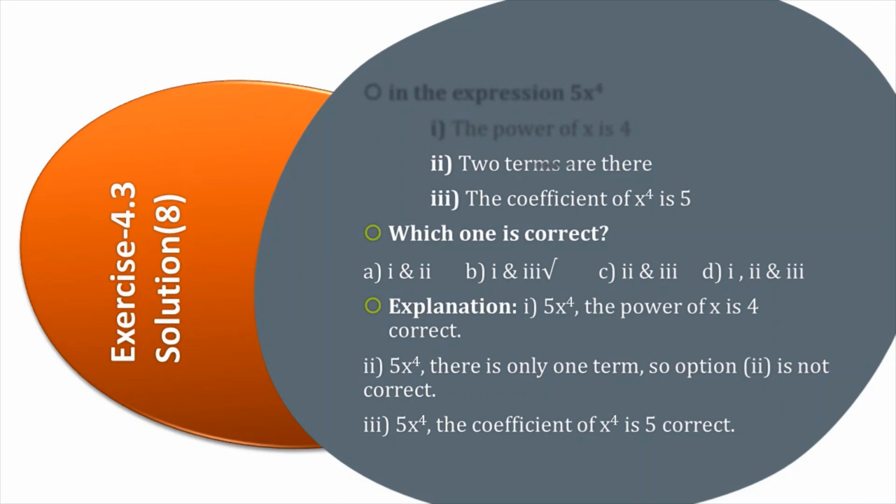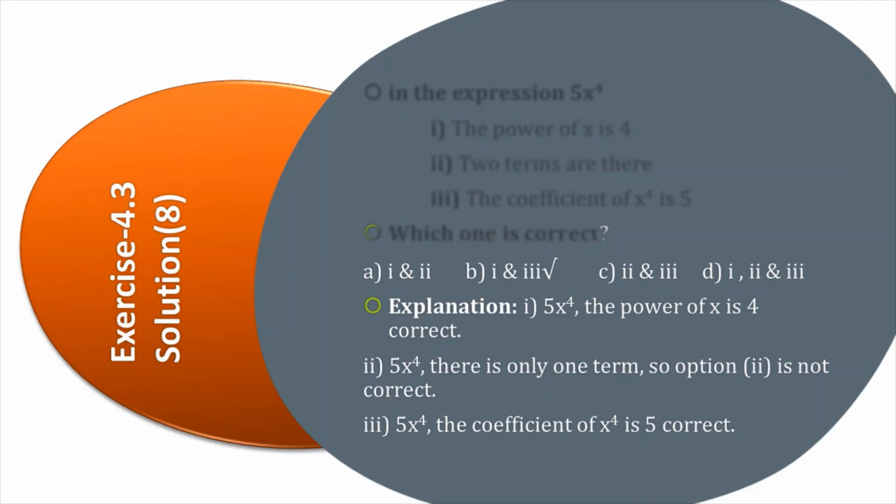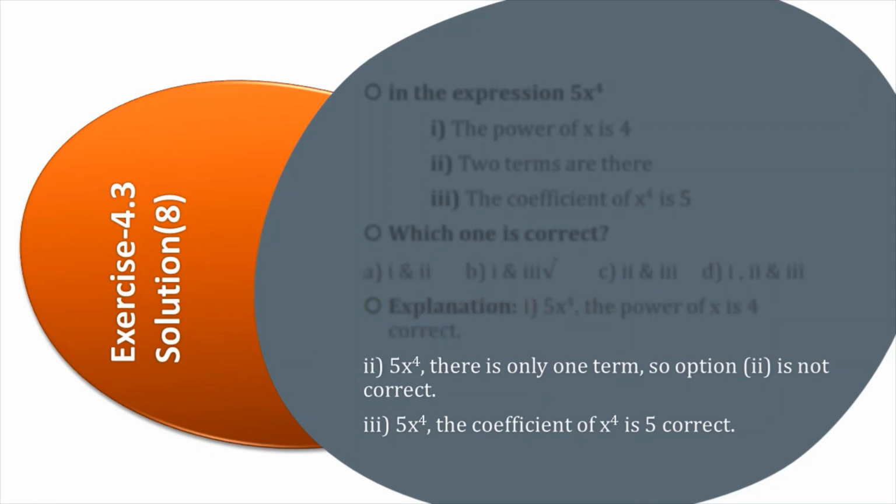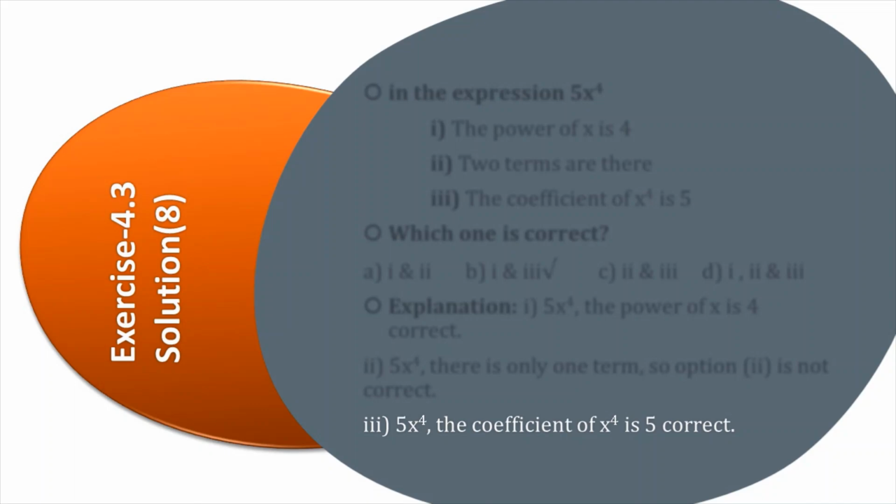So my dear student, this is the question, and as you can see, there is only one term, 5x to the power 4. That's why the answer will be 1 and 3. And this in here, number 3, the coefficient of x to the power 4 is 5.